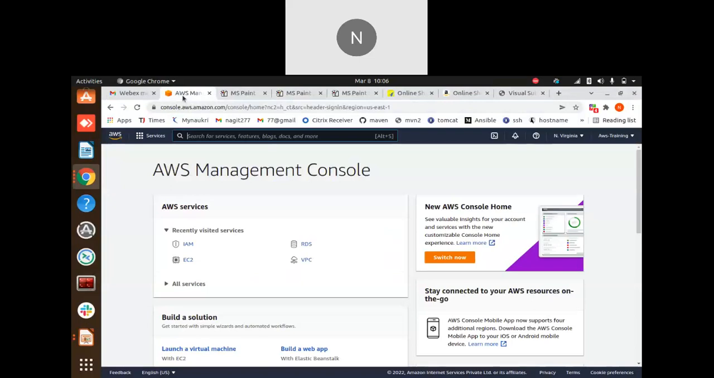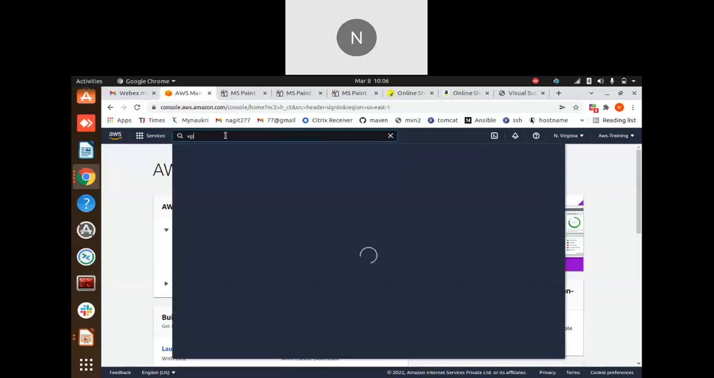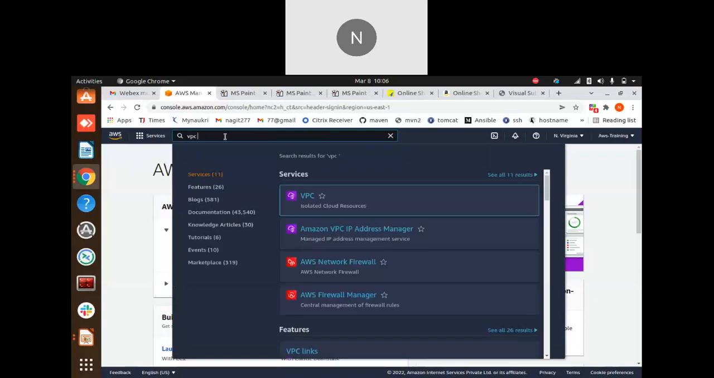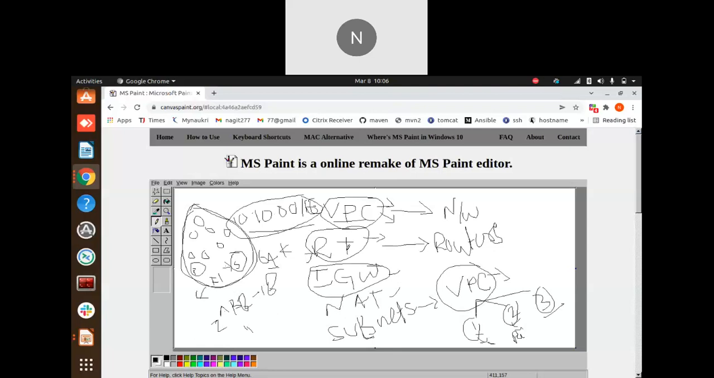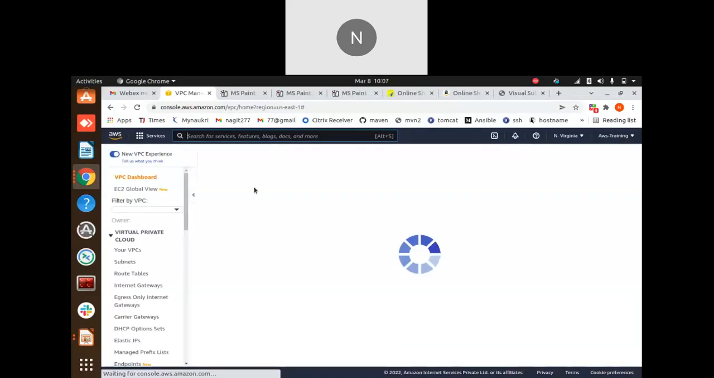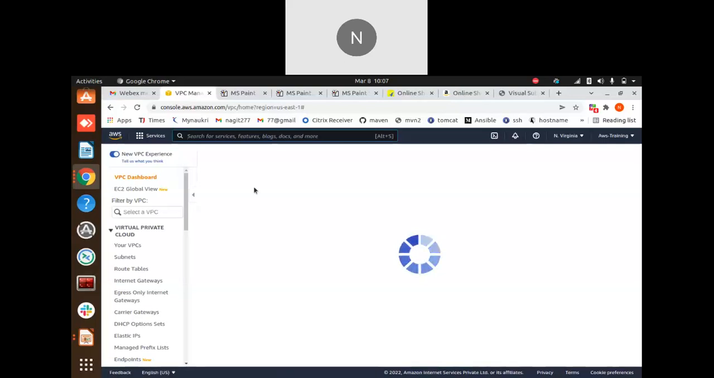For tomorrow, I hope everyone has created their AWS accounts and is ready to create things. In AWS, I will go to the VPC part tomorrow. I will create each and every component that I explained here, and show you how we can create a dedicated network for our personal use or for our business, anything.